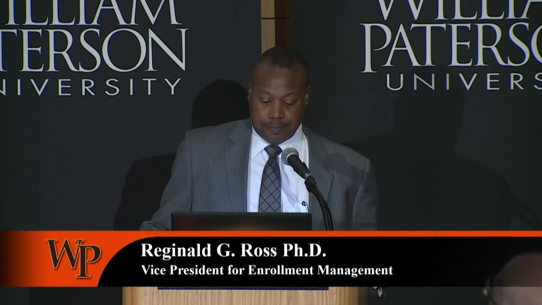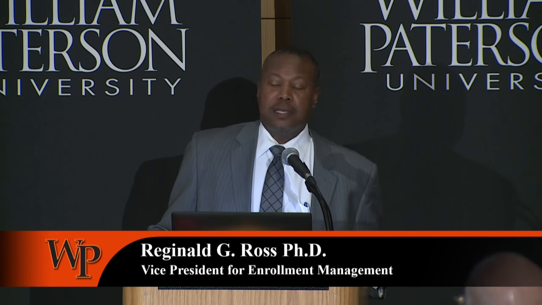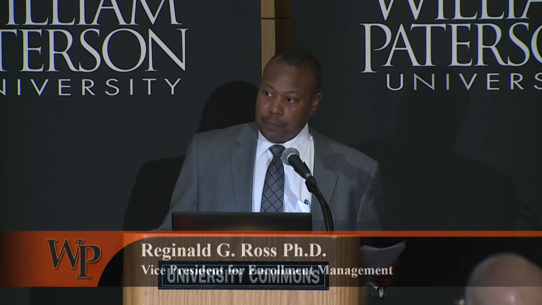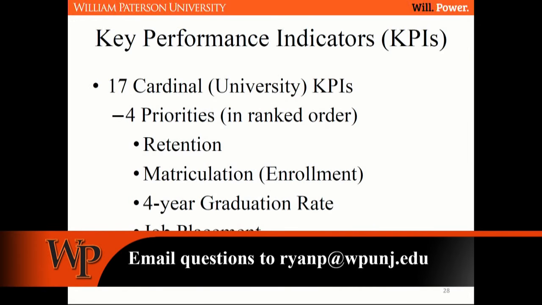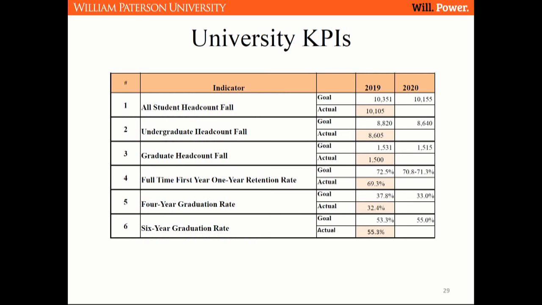Okay, so we've looked at spring, we've looked at the implications for budget, and now as we pivot to the fall, what I wanted to do was to sort of remind the audience that there are KPIs, key performance indicators, that drive everything that we do in terms of trying to meet particular goals. There's 17 Cardinal or university KPIs. They are built around 4 priorities of the university, and those priorities in rank order are retention, enrollment, 4-year graduation rate, and job placement. These are 6 of the 17 KPIs that relate to enrollment in particular.